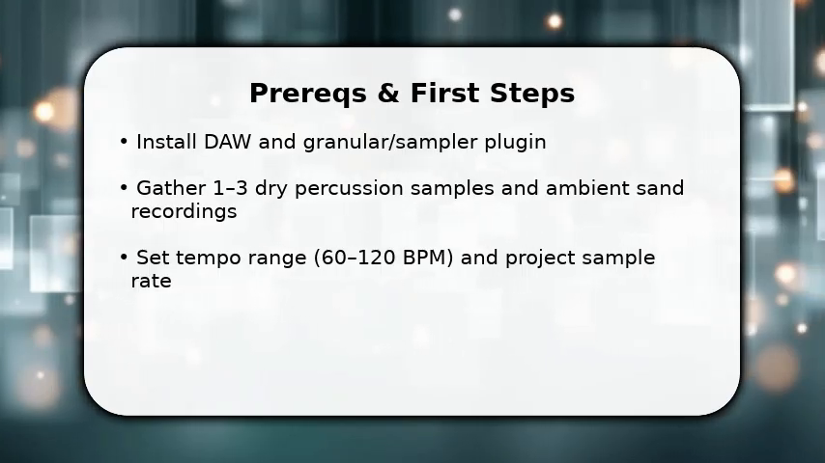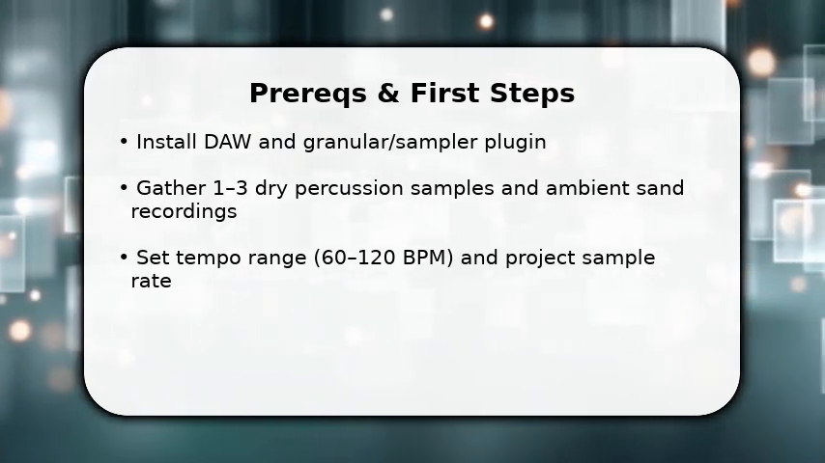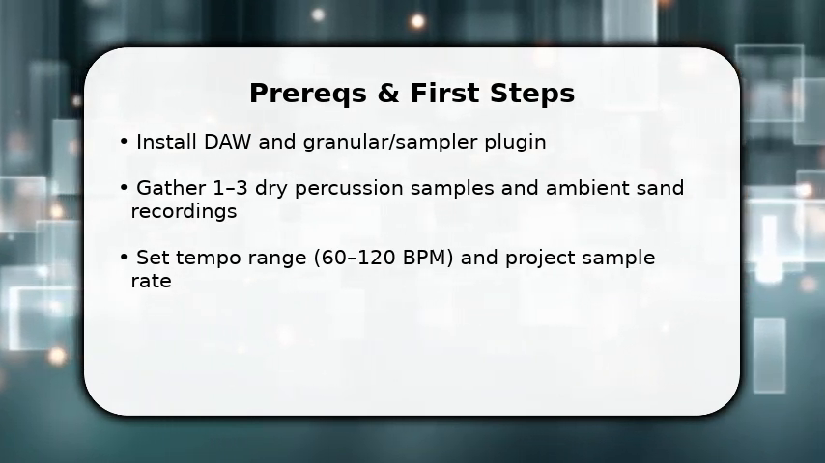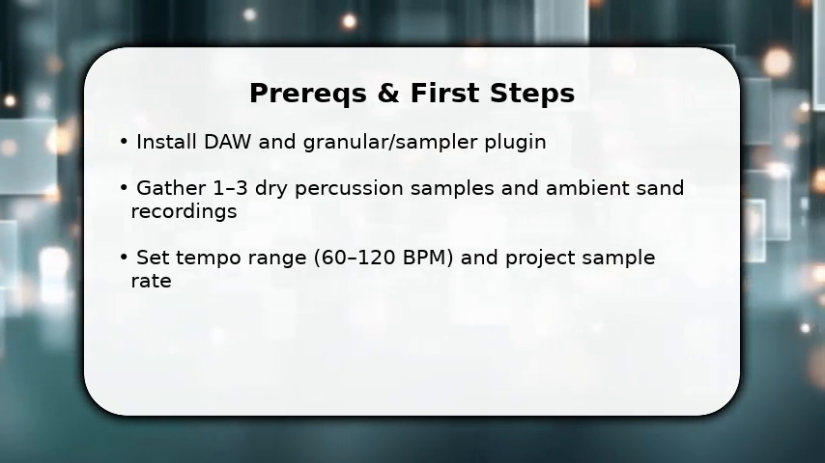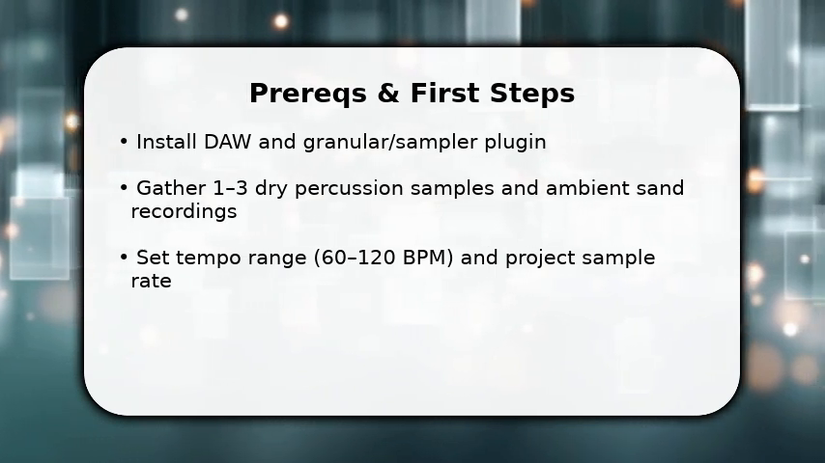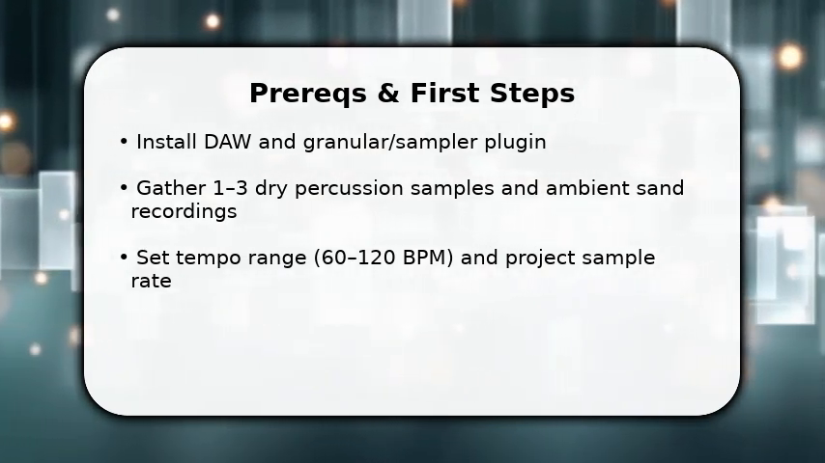You start by preparing tools. Open your DAW, load a granular or sampler plugin, and import 3 percussive and ambient sand samples. Once done, set a target tempo range between 60 and 120 BPM to preserve the slow, gritty feel. Make sure the samples are trimmed and warped to beat grid. This lets you slice and trigger precise grains.